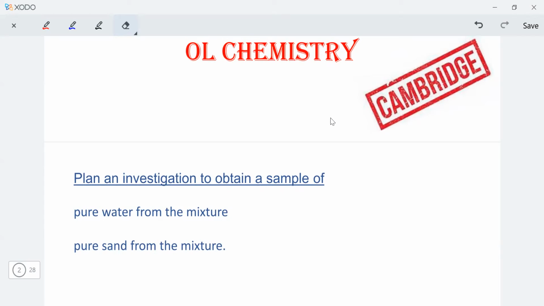Then next question, how can I obtain pure sand from the mixture? You're going to ask yourself, is the thing you're going to obtain soluble or insoluble? In this case, sand is insoluble, so I will go for the filtration technique. Since this question is more than 1 mark, you're going to explain. First of all, I will filter the mixture using a filter paper. Then you have to say that the sand will be left behind as a residue. Then wash with distilled water and finally dry between filter papers.